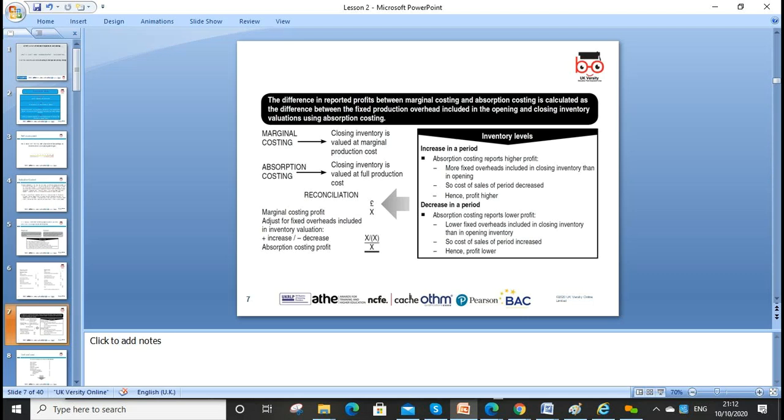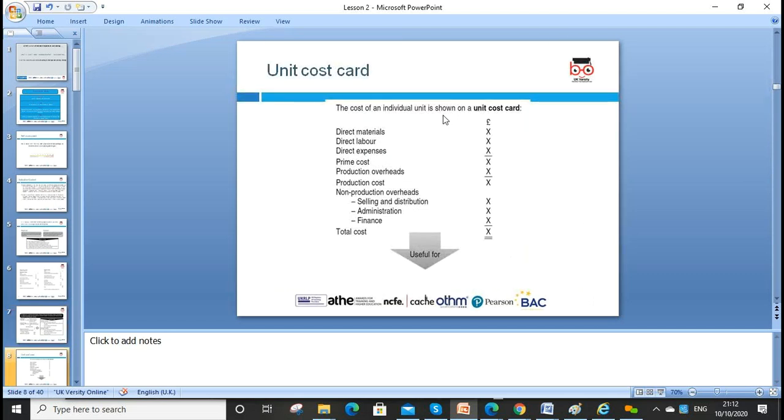So it means your profit can be more. Decrease in the period, absorption costing reports lower profit, because lower fixed cost overhead is included in the closing inventory, then the opening inventory. So the cost of the period increases, hence the profit is lower. We can look around in these, go through some numericals later on and in other units as well, and we'll go through it in the next lesson as well.